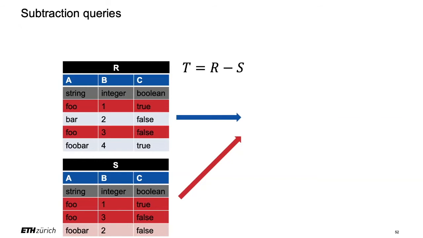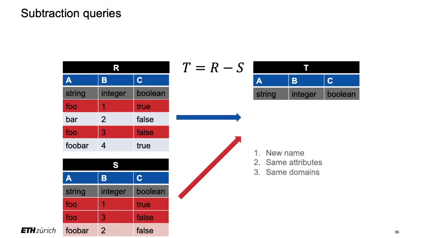What are the attributes and domains, and then the contents? String, integer, Boolean, and then the 2 rows that are in light blue. So bar 2 false and foo bar 4. Exactly, thank you very much. This is correct. So this is the subtraction. This is all the records that are in R but that are not in S. This is why the first and third disappear, because they are in S, and this is what we get.